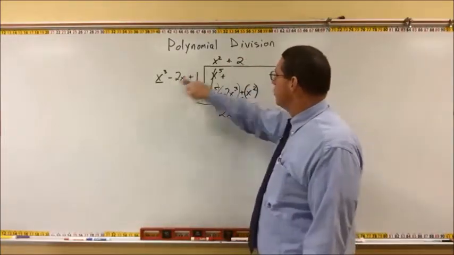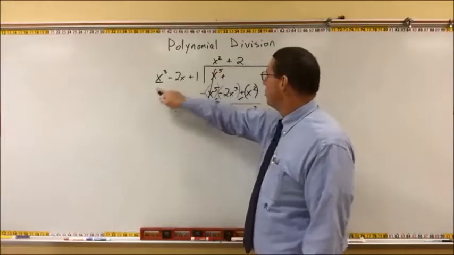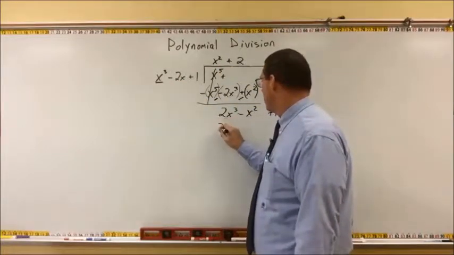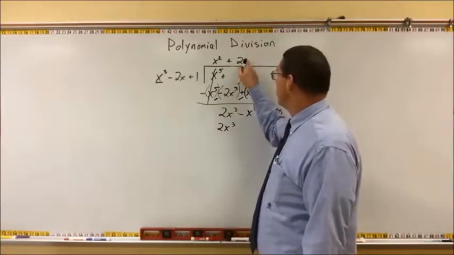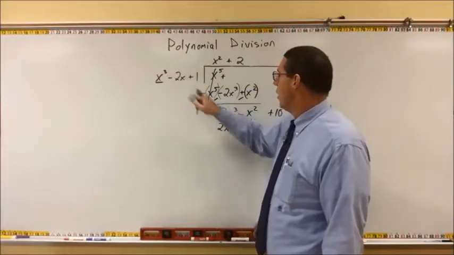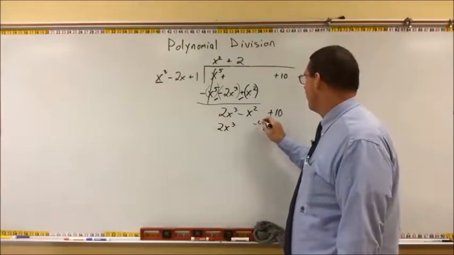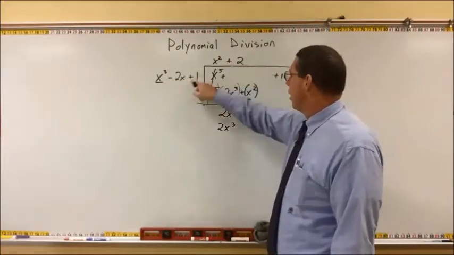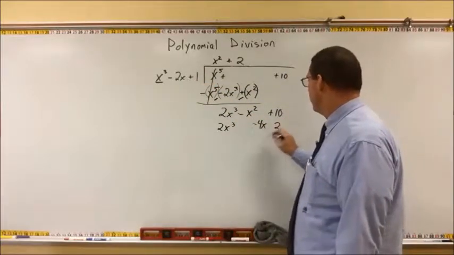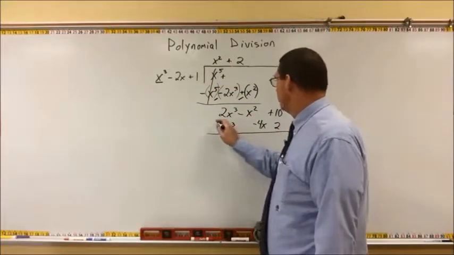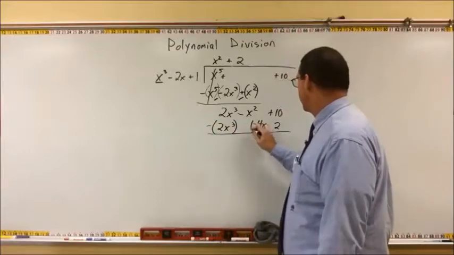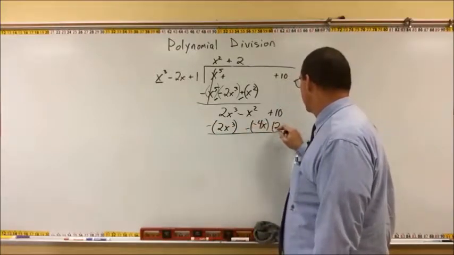So now we're going to multiply 2 times all of this. 2 times x cubed is 2x cubed. 2 times negative 2x is negative 4x, and 2 times 1 is 2. And now we are going to subtract.